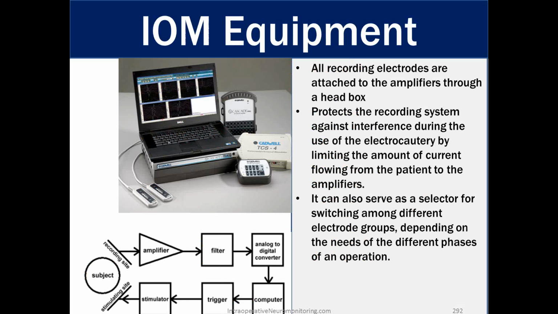The IOM equipment. All recording electrodes are attached to the amplifier through a head box. This protects the recording system against interference during the use of electrocautery by limiting the amount of current flow from the patient to the amplifier. It can also serve as a selector for switching among different electrode groups depending on the needs of different phases of an operation.